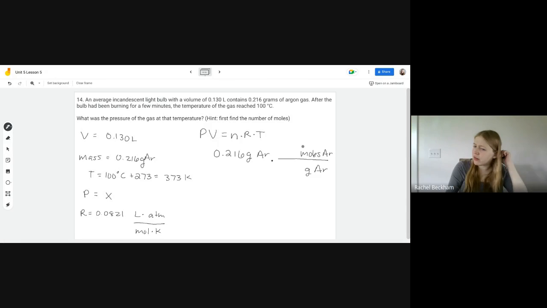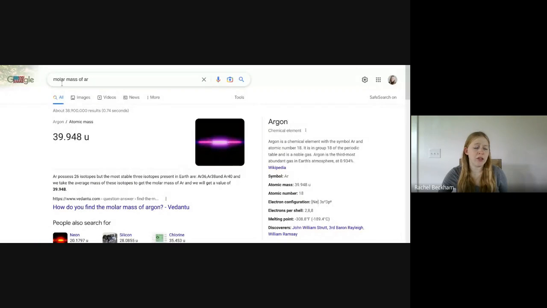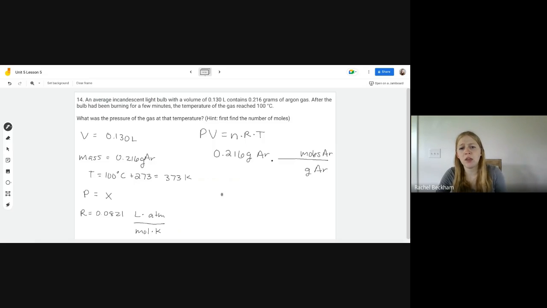So how do we fill this in? How many grams are in a mole of Ar? Well, you can just find that on your periodic table. It's just the number beneath Ar on the periodic table. Or you can look it up, molar mass of Ar, and you're going to get 39.948. So I'm just going to write that down: 1 mole of Ar equals 39.948 grams. So where should the 1 go and where should the 39 go? Well, 1 mole of Ar, so the 1 goes with the mole, and the 39.948 goes with the gram.